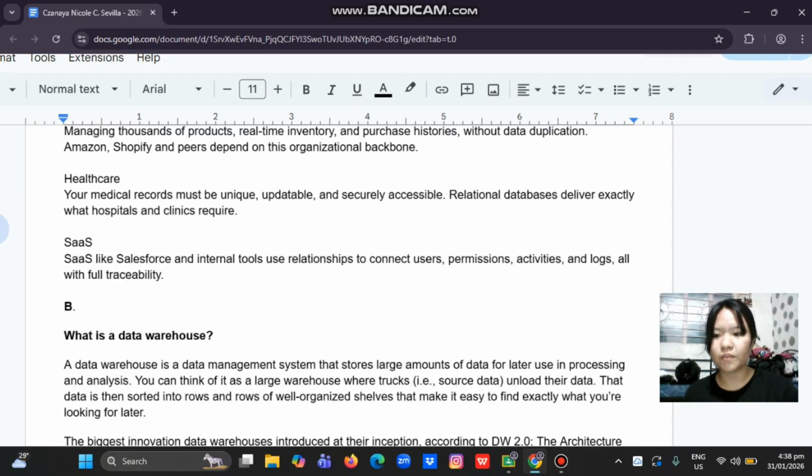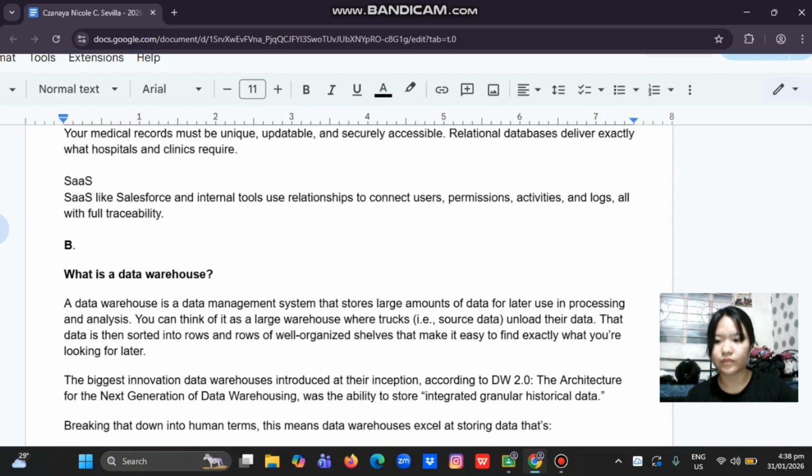Healthcare. Your medical records must be unique, updatable, and securely accessible. Relational databases deliver exactly what hospitals and clinics require. SaaS. SaaS like Salesforce and internal tools use relationships to connect users, permissions, activities, and logs, all with traceability.